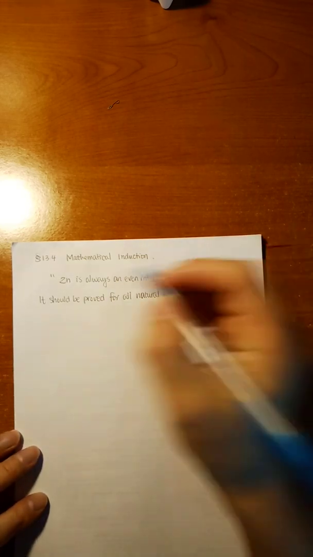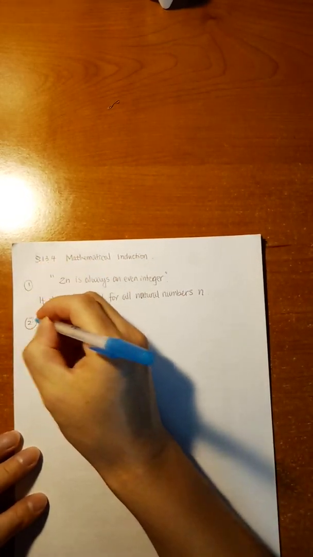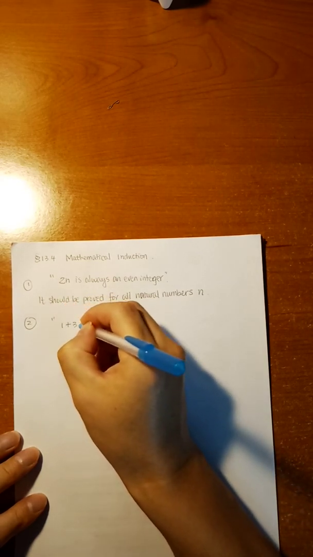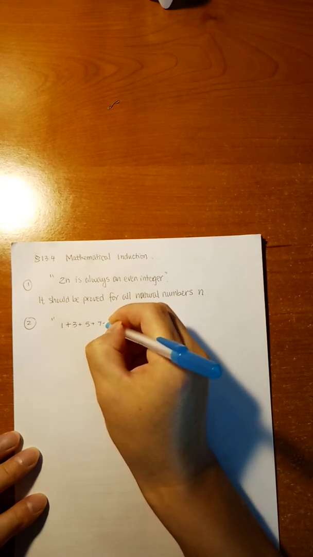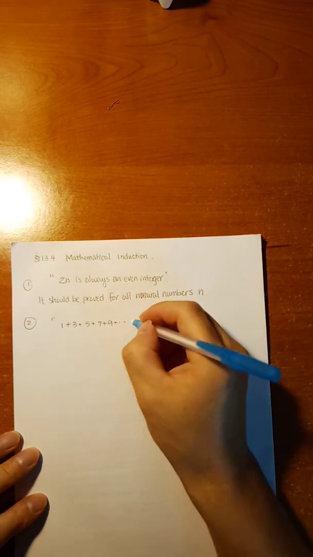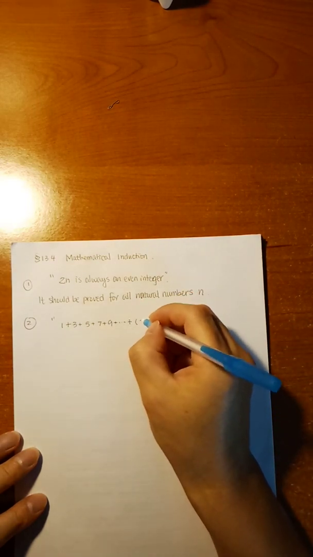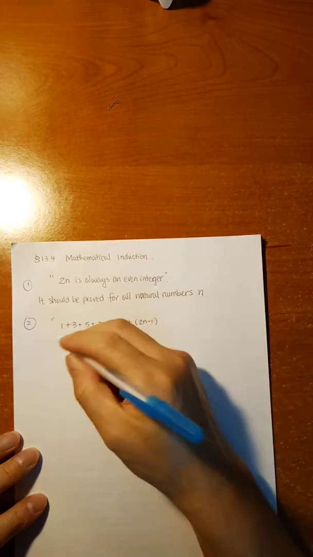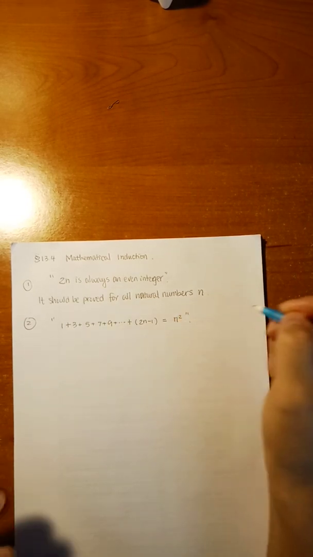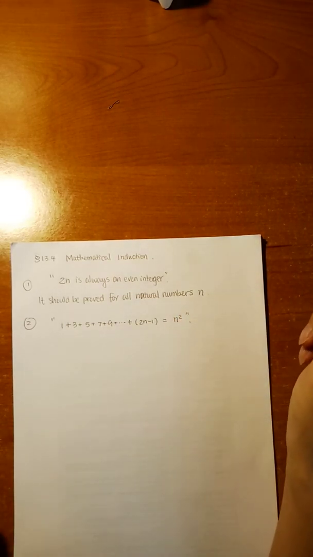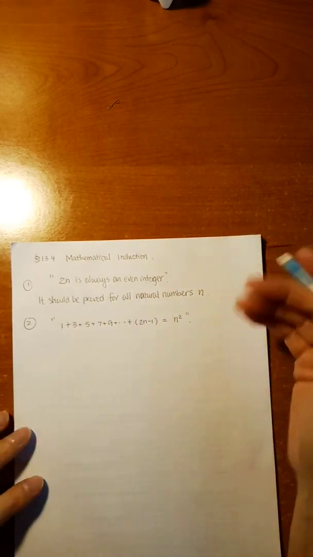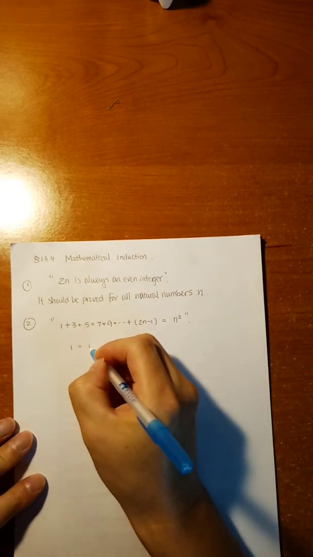And another one. For example, we prove that 1 plus 3 plus 5 plus 7 plus 9, those are the odd numbers, and we add the first n odd numbers together. We claim it's exactly n squared. And actually this also contains a lot of statements. For example, when n is 1, you will get 1 is equal to 1 squared.